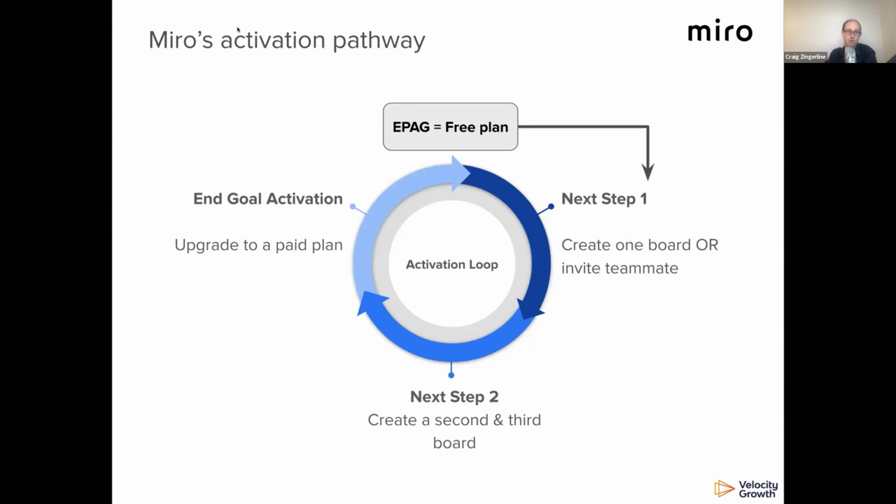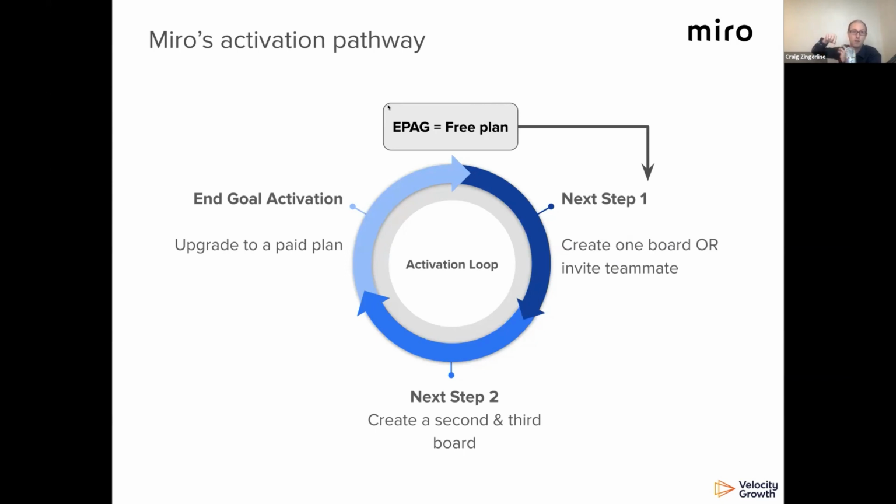So remember, the constraint was board. Okay. So what Miro's doing here is they're saying their endpoint acquisition goal is that you sign up for a free plan. That's what all of top of funnel, all of marketing and the early parts of the product are focused on, getting you to create that free plan. Their next step is that you create a board or you invite a teammate. The next step after that is that you create a second or third board. Why? Because you just invited a teammate and they go through onboarding. So by the time they get through onboarding, now there's 2 boards that are created, but also during onboarding, they invited somebody else on their team. So now you're at 3 boards.